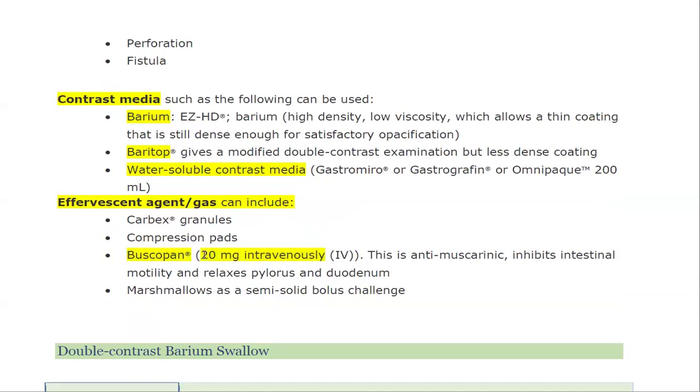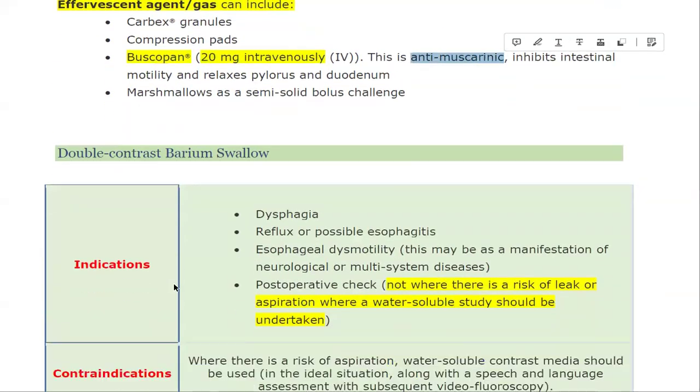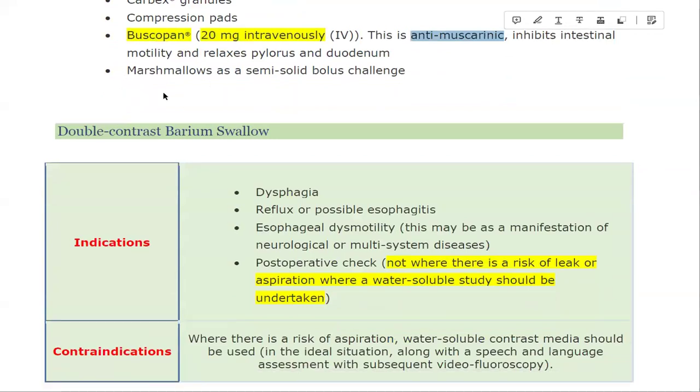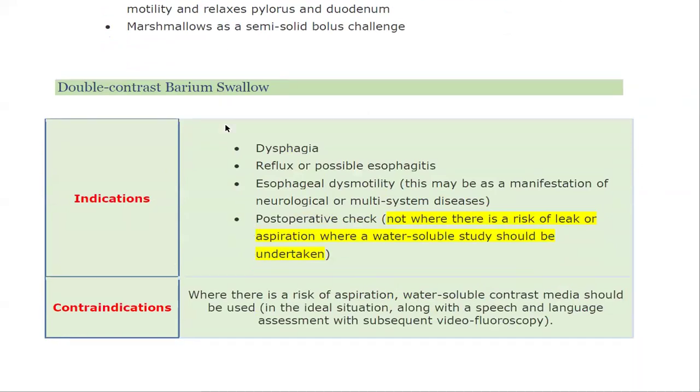Buscopan, you need this 20 milligram. This is a very common exam scenario, exam question, and this is intravenous. It is an anti-muscarinic, inhibits intestinal motility, and relaxes the pylorus and the duodenum. Marshmallow also can be used as a semi-solid bolus challenge. There is something else, but it is not necessary to know that.